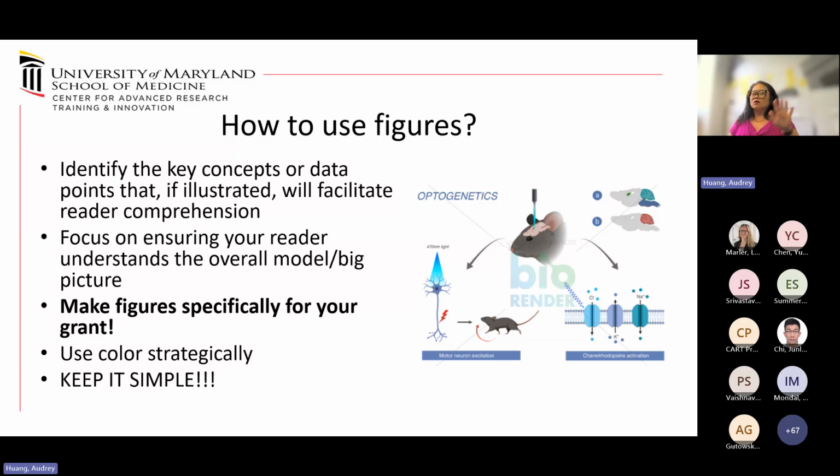Don't make a decision like, oh, I need a figure on every page. No, that's a bad approach. Only for the tough concepts or the concepts where just having a simple figure will be like, oh, okay, now I get it. Focus on ensuring your reader understands the overall big picture, your conceptual model, what you think is happening. Make figures specifically for your grant.